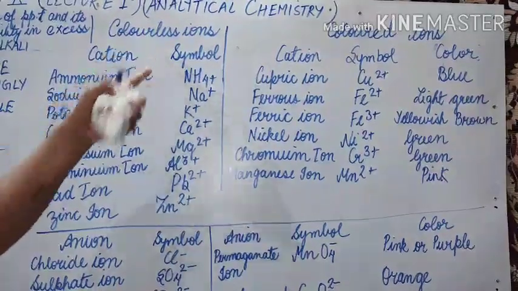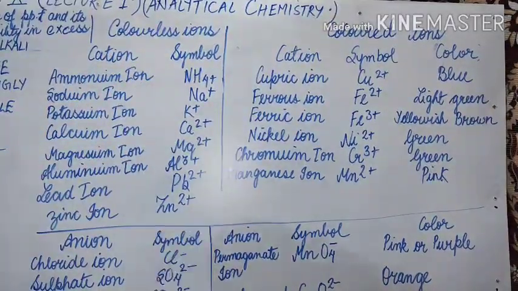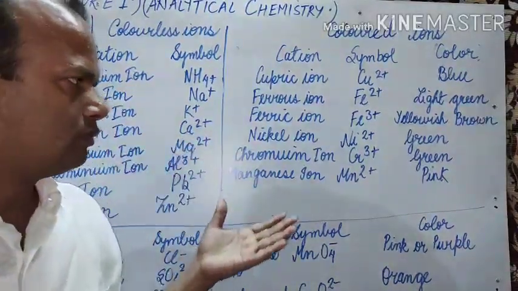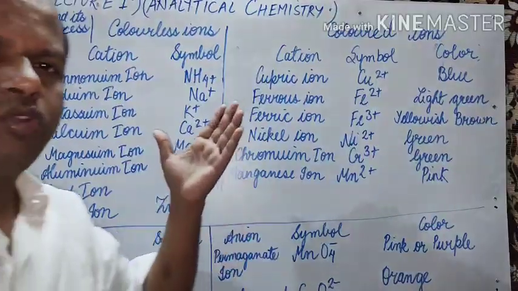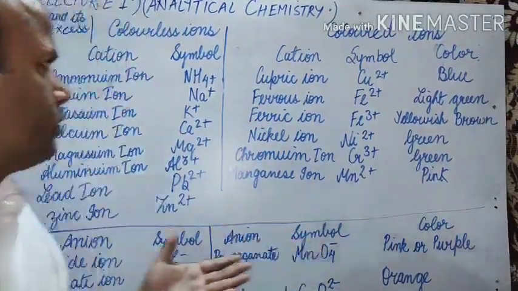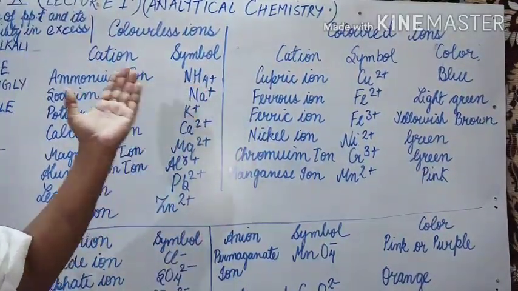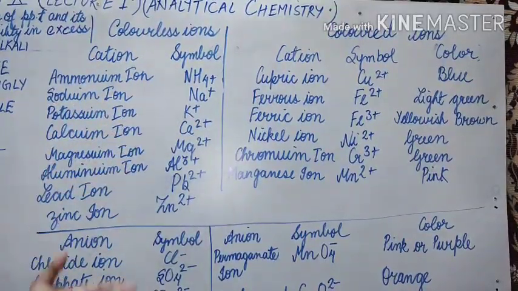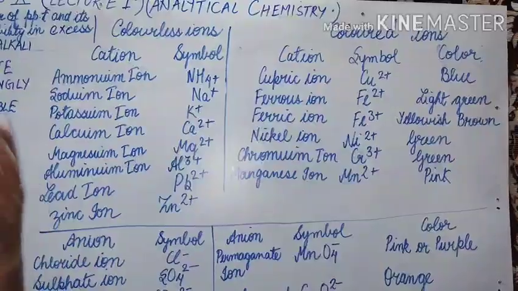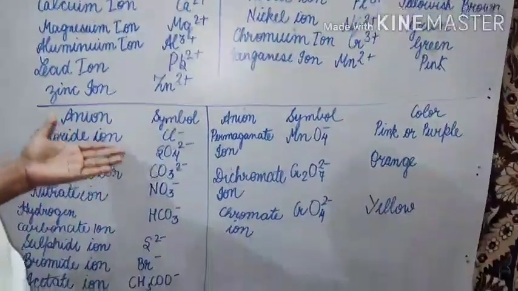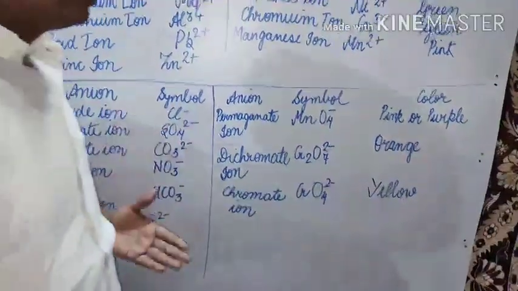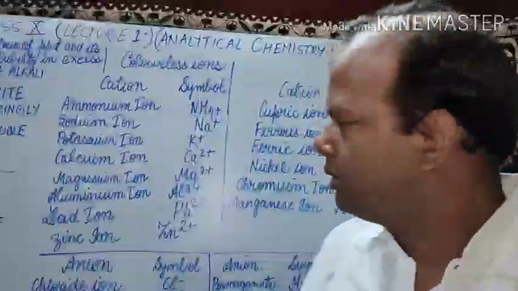We have colorless ions and we have colored ions. So if we talk about cations, the list is given. This was the list I was telling you about, that you have to cram it. You need to cram it. Ammonium ion, they are colorless, and sodium, potassium, calcium, and so on. And then we have anions like chloride, sulfate, carbonate, nitrate, hydrogen. So this cramming is to be done by you, dear friends.